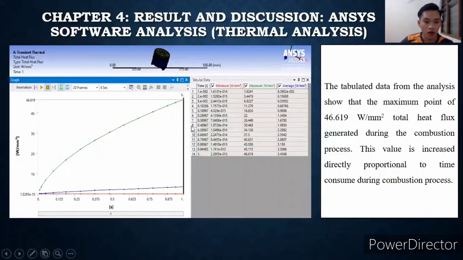And the graph that has been extracted from the heat flux analysis shows that the maximum point is 46.61 watt per millimeter square of total heat flux generated during the combustion process. This value increases directly proportional to the time consumed during the combustion process.